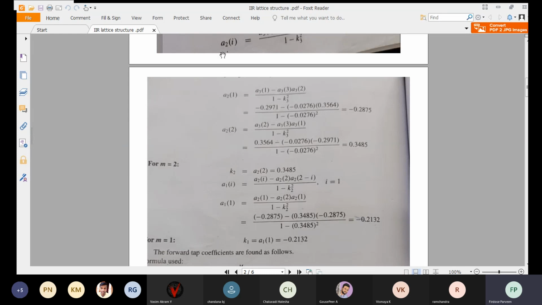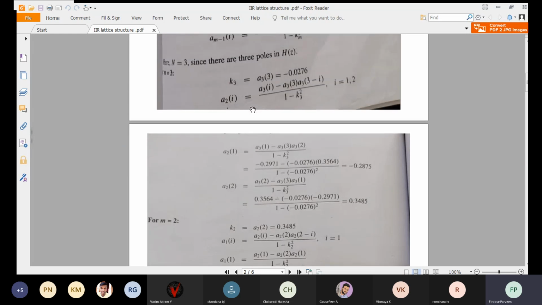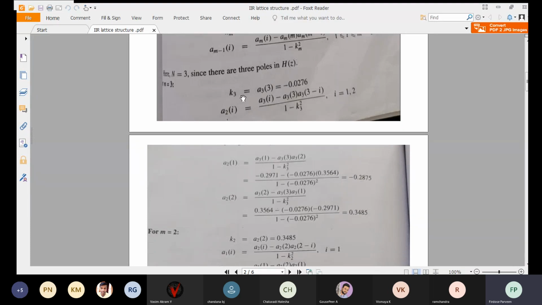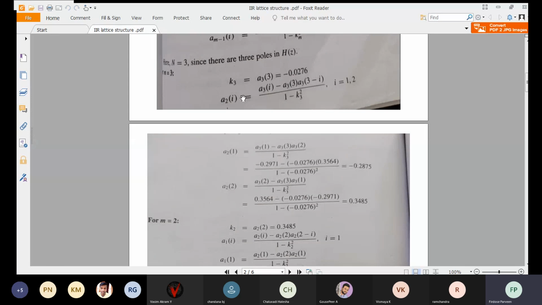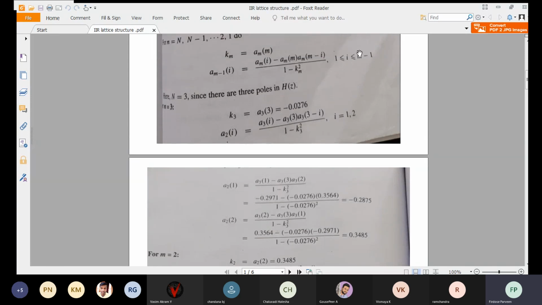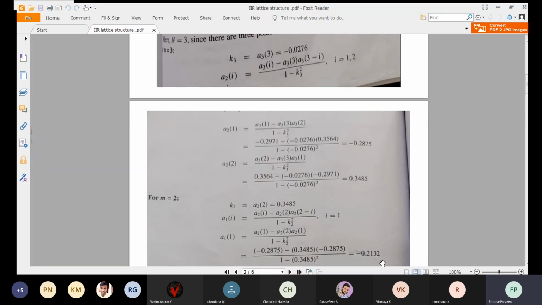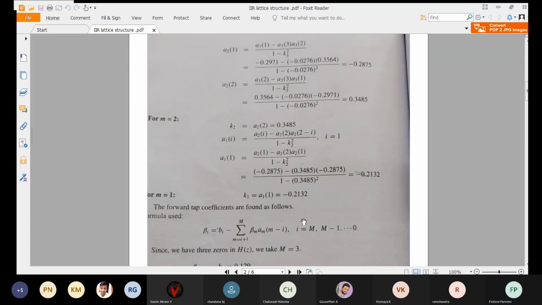Again in this above, substitute for m is equal to 2. When you substitute for m is equal to 2, I varies from 1 till m minus 1. That is 2 minus 1, it is 1. So I will vary for only 1. So what you want is A1 of 1 only. So substitute and you will be getting this one, A1 of 1, K1. So we have got K1, we have got K2, we have got K3.